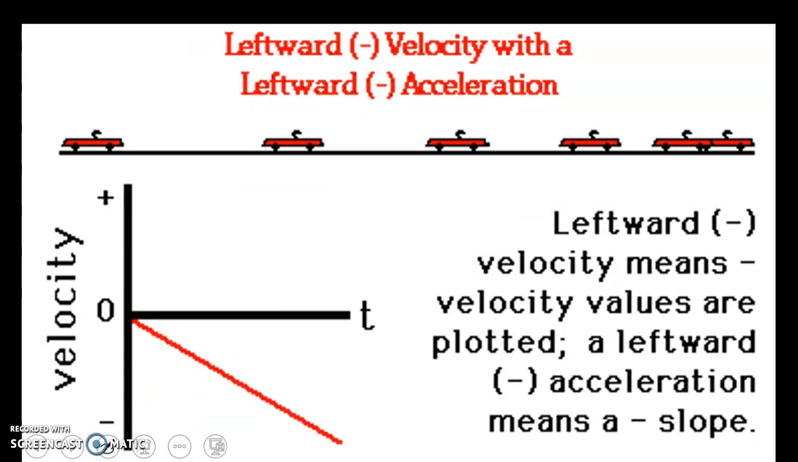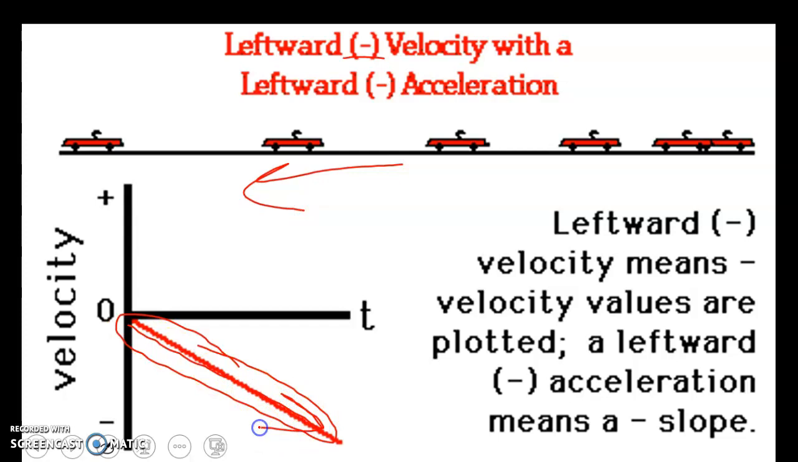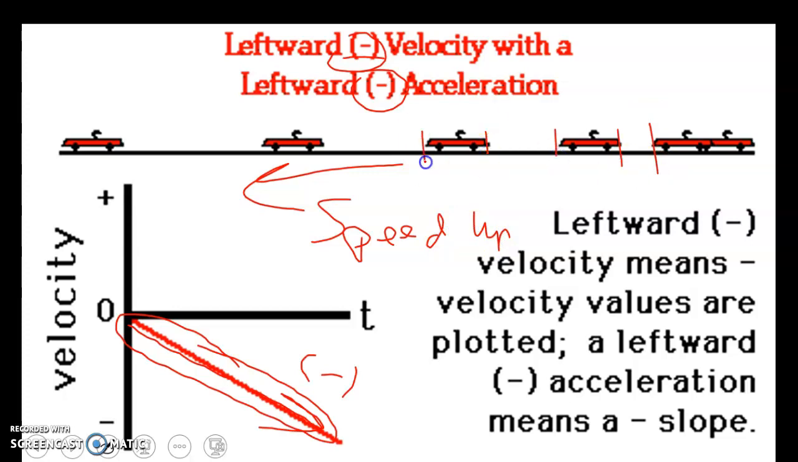If we have a negative velocity, it means we're going left. We are going away from 0, okay, which means we're speeding up, but our slope is negative. We have a negative acceleration and a negative velocity. Both are negative, which means we will speed up. And again, we see it here with the cars. The distance increases each second, which means we are speeding up.